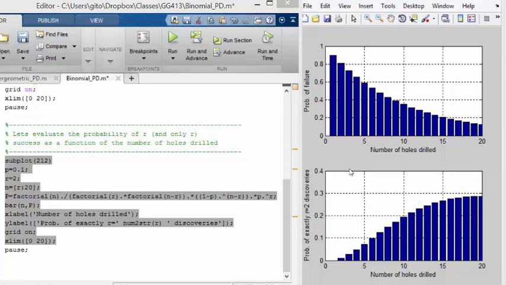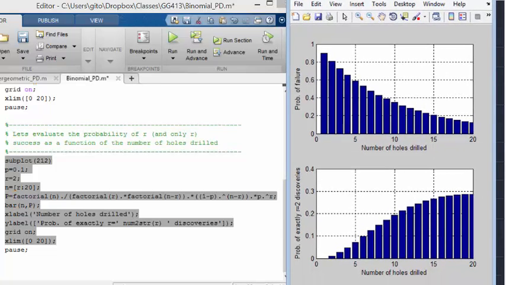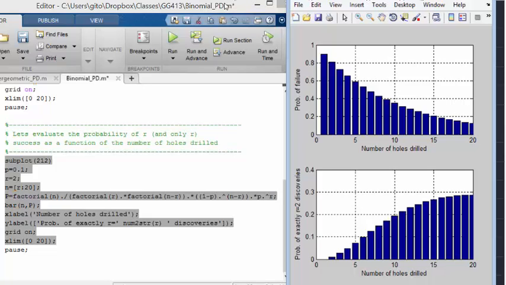So when r equals 2, the probability of discovering exactly 2 holes is low with only 2 holes drilled. But as we increase the number of holes drilled, the probability of finding 2 starts to increase. And you can imagine if I extended this further to the right, we would start seeing this probability go down again, because as we drill more and more holes, we're more likely to find 3 or 4 holes. This only shows the probability of finding exactly 2 successful holes.